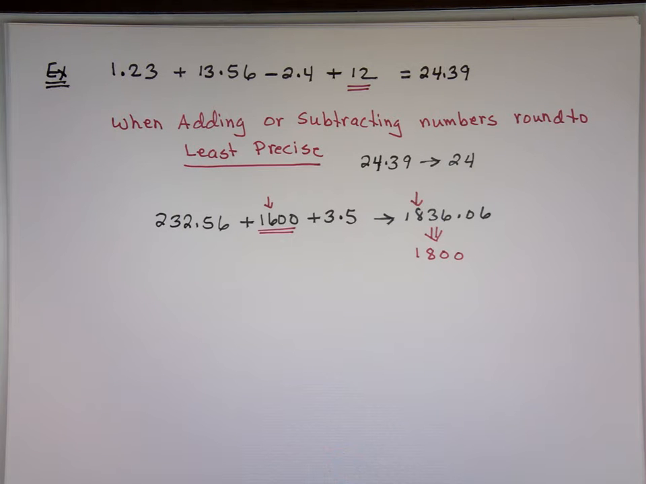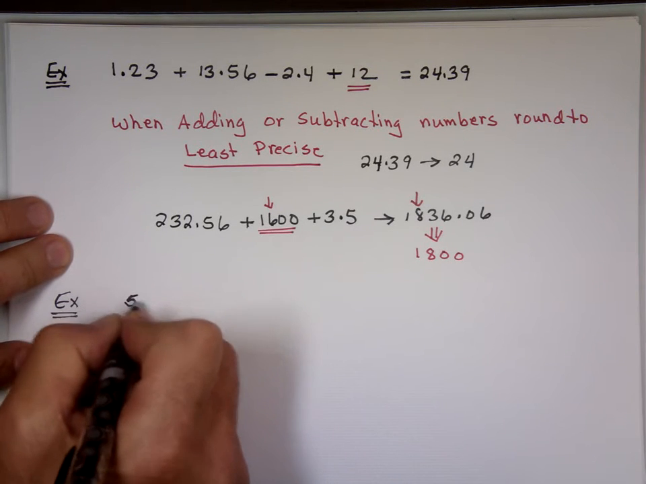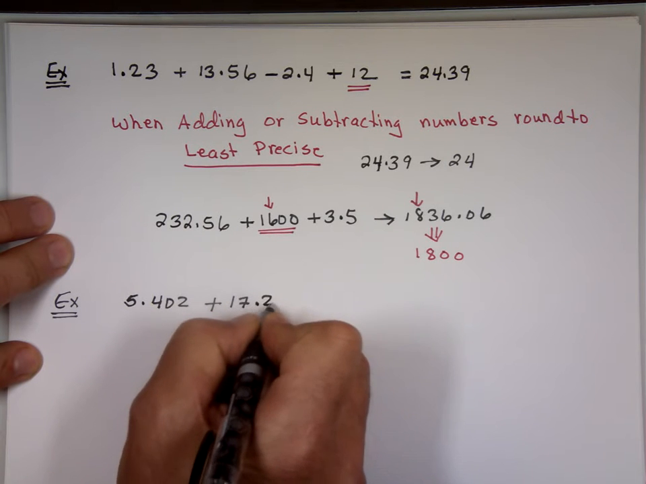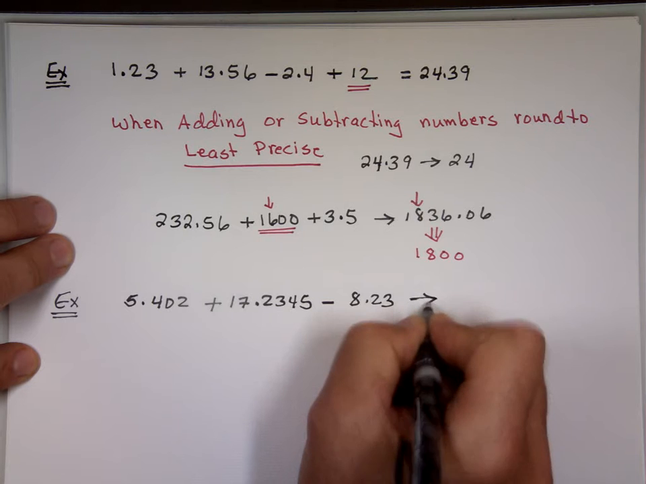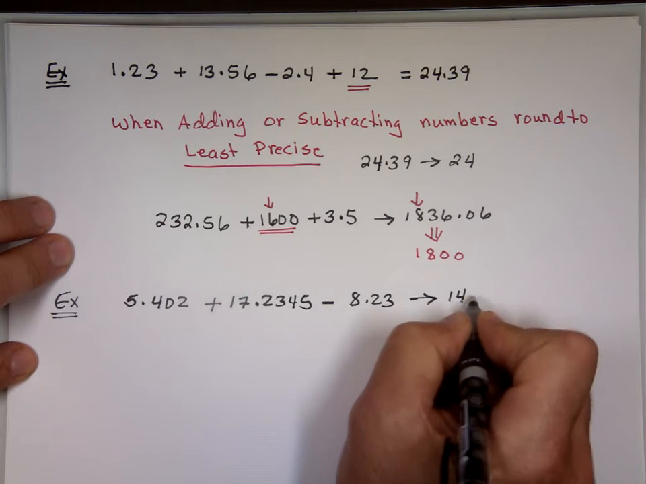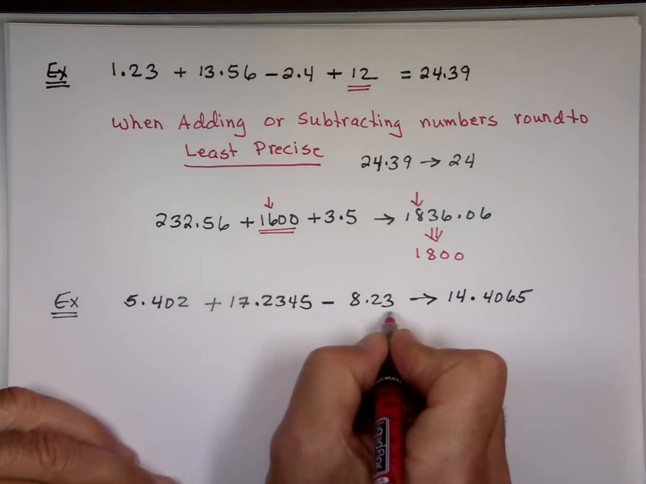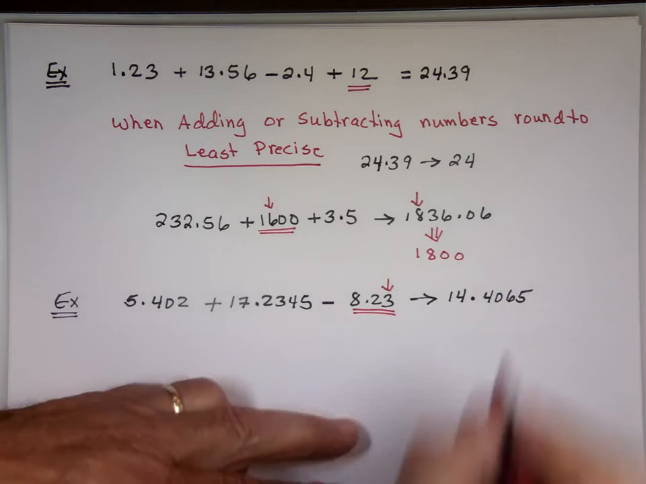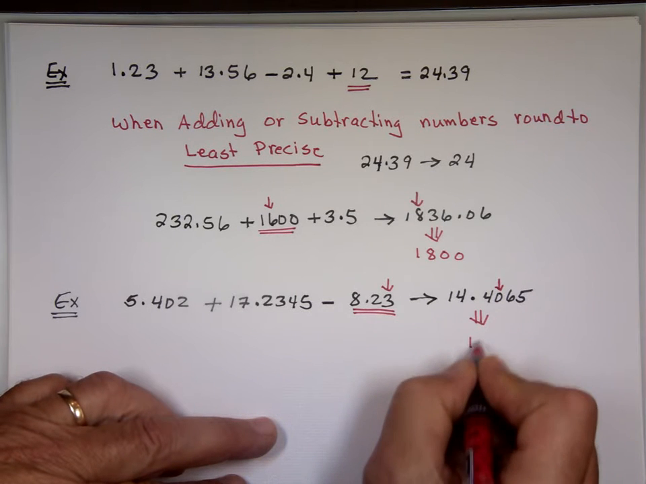I'll try another example in case you didn't get it. 5.402 plus 17.2345 minus 8.23. Again, push the button on the calculator. Your answer is 14.4065. Let's see which one is the least precise. Precision is the place value of the last digit on the right. This is the least precise. Notice the nearest what? Hundredth. So I need to round my answer to the nearest hundredth. This is the hundredth location. Is the next number 5 or more? Yes, we add 1 to this. So the answer is 14.41.